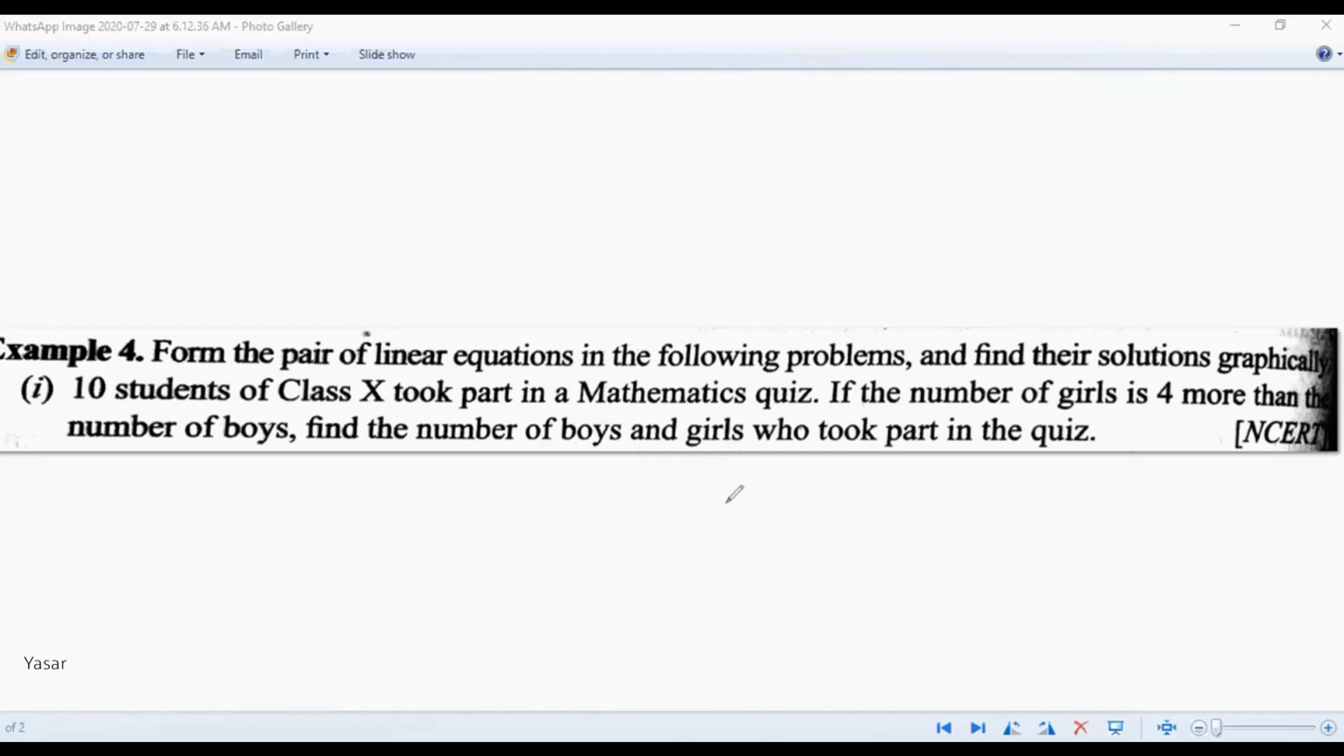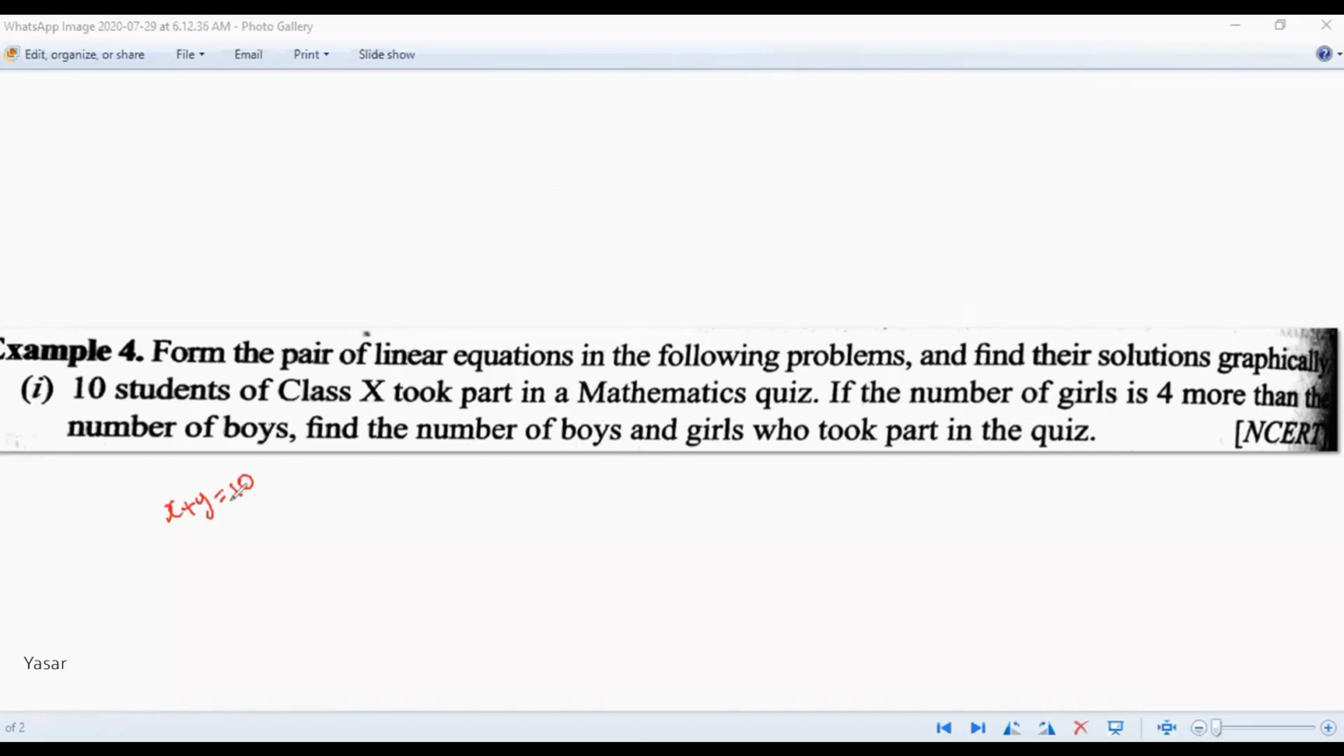Which are the equations in this question? Two equations. x plus y is equal to 10, since the statement is that 10 students of the class took part in this competition. That is the first equation. Then x is equal to y plus 4, that is x minus y is equal to 4.